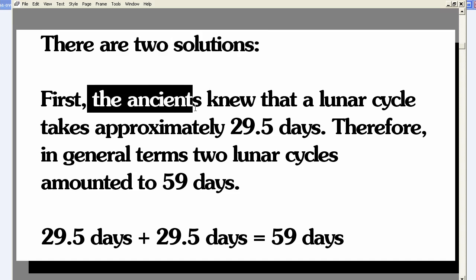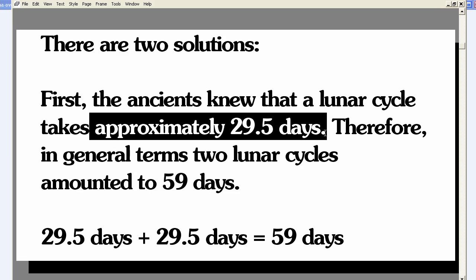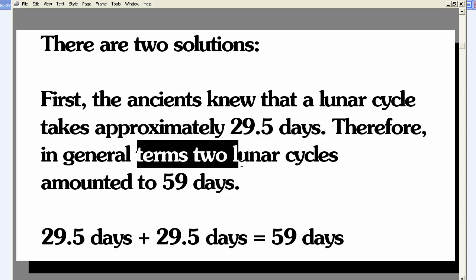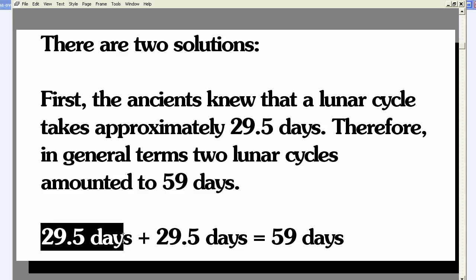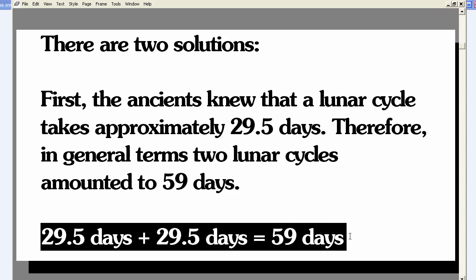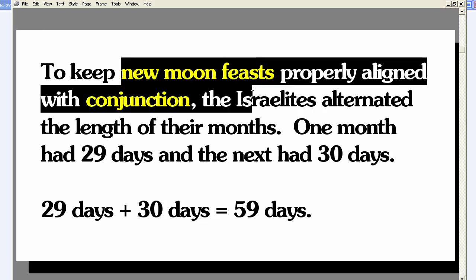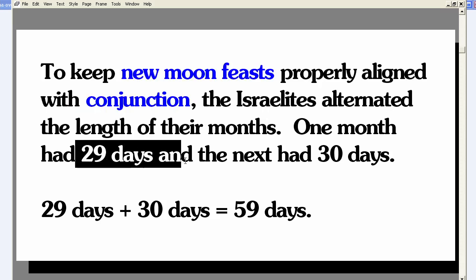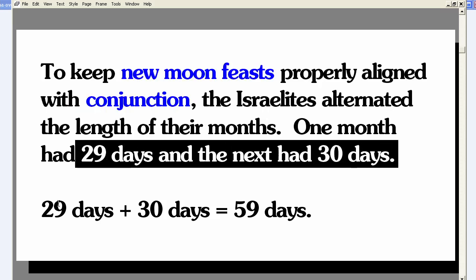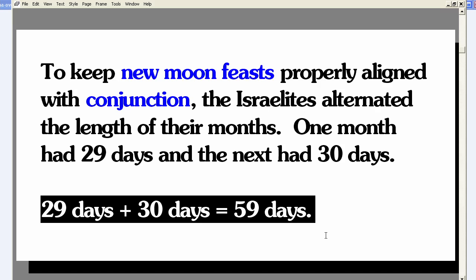First, the ancients knew that a lunar cycle takes approximately 29.5 days. Therefore, in general terms, 2 lunar cycles amounted to 59 days. 29.5 plus 29.5 equals 59 days. To keep new moon feasts properly aligned with conjunction, the Israelites simply alternated the length of their months. One month had 29 days, and the next had 30. And again, we see that 29 plus 30 equals 59 days.